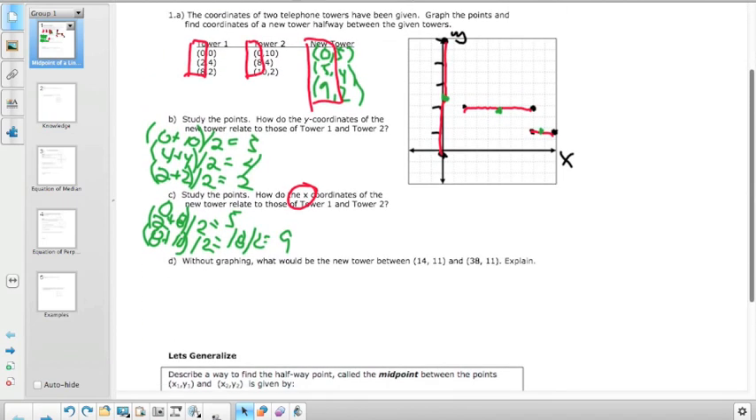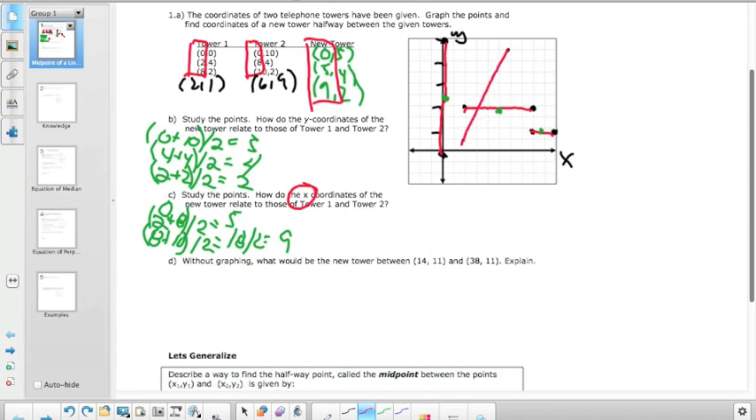Okay, I don't want to do that question more. So let's say we had two cell phone towers at 2, 1 and 6, 9. So let's graph those. 2, 1 is roughly around here, and 6, 9 is up here. So this is the distance between our two cell phone towers.